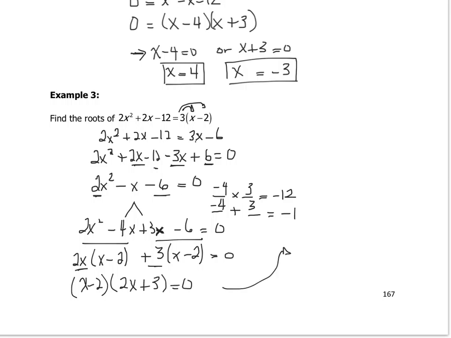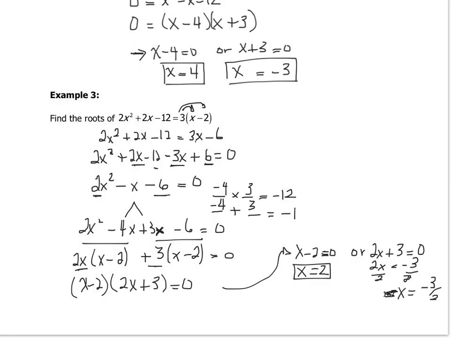So that means that either x minus 2 is 0, or 2x plus 3 is 0, which means x is 2, or 2x is negative 3 divided by the 2, which gives you x equals negative 3 over 2. So those are the two solutions for that. X is 2 and x is negative 3 over 2.